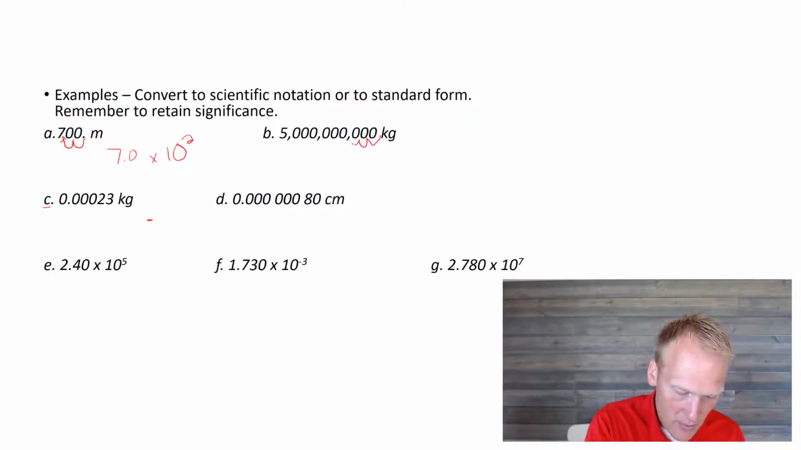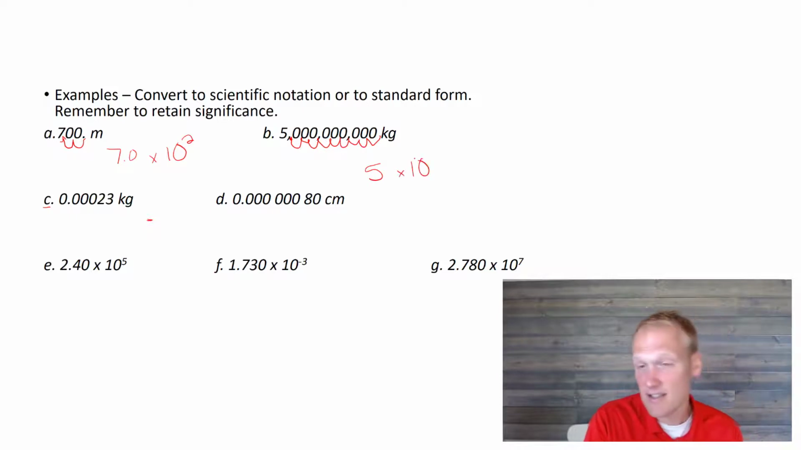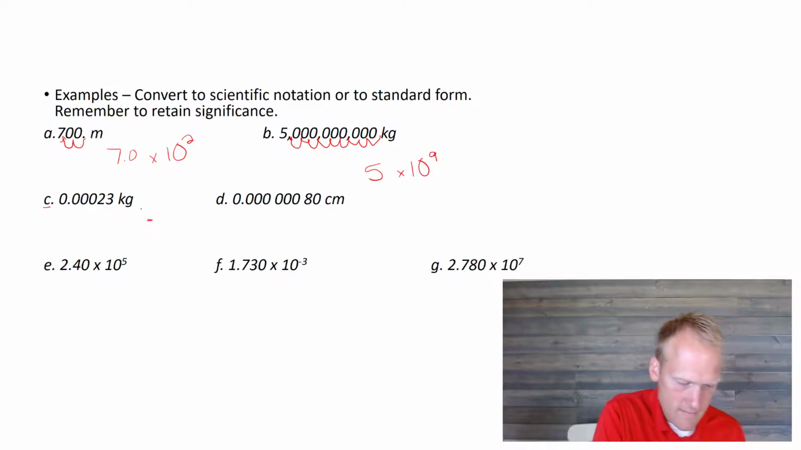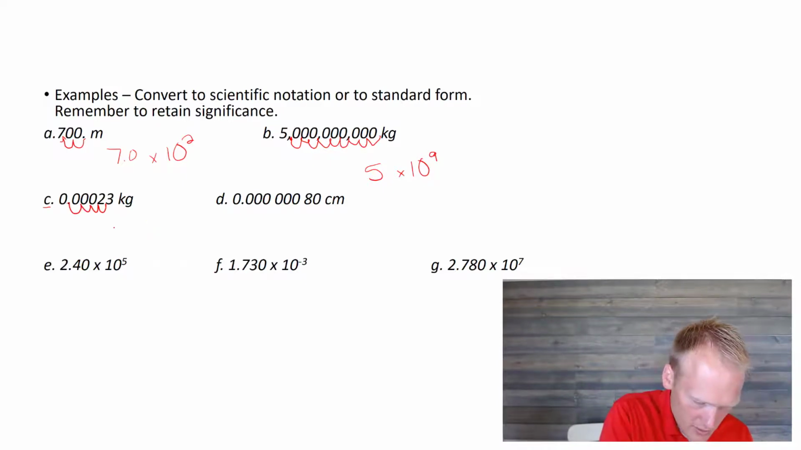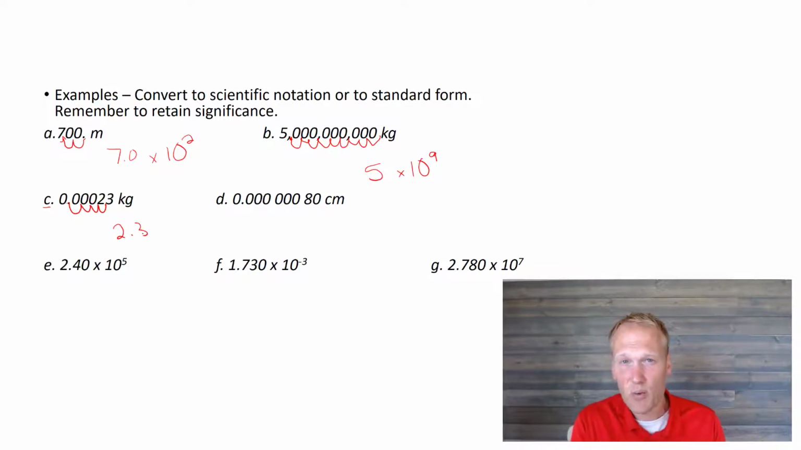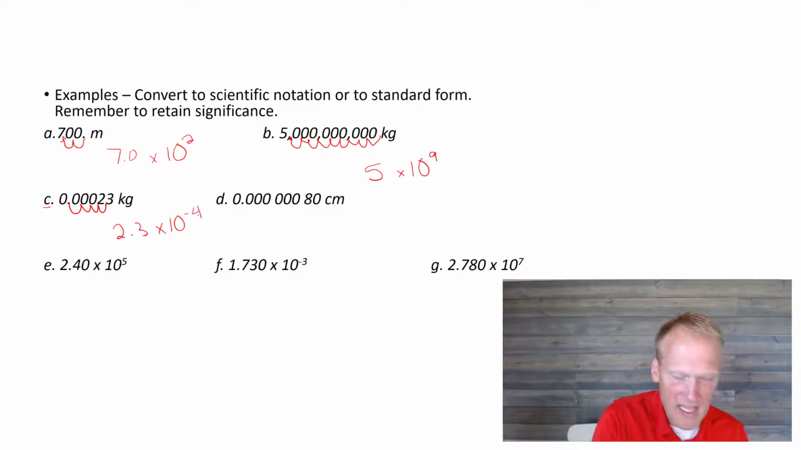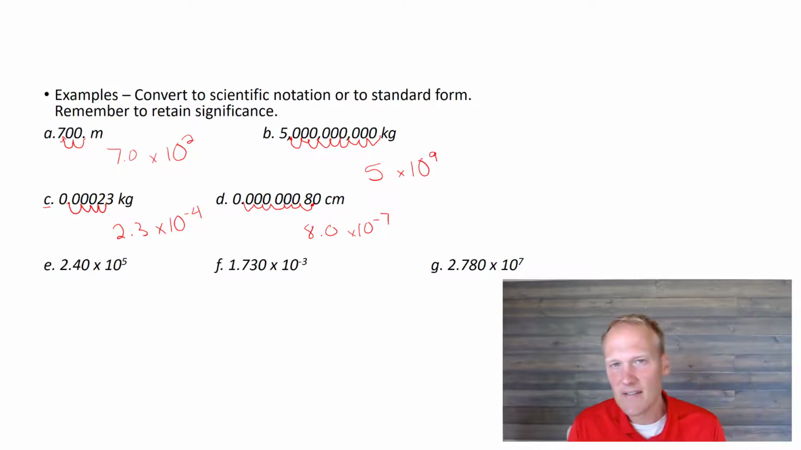We're moving 1, 2, 3, 4, 5, 6, 7, 8, 9 powers of 10. So this would be 5 times 10, and this is a large number, so to the 9th power. Moving along here, 1, 2, 3, 4. So this would be 2.3 because that number is between 1 and 10, times 10. And it moved 4 powers of 10, but it moved the other direction, so therefore it would be negative 4. Letter D, 1, 2, 3, 4, 5, 6, 7 would get us to 8.0, and we moved it negative 7 powers of 10.